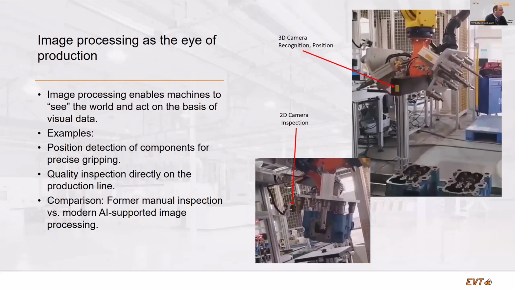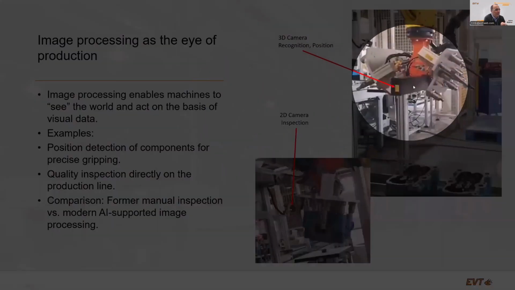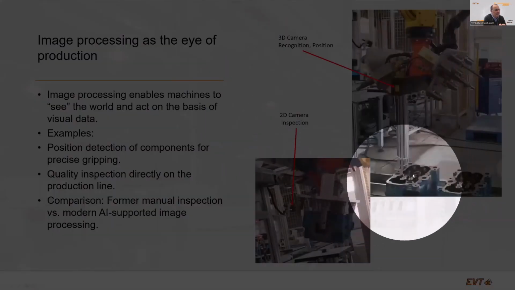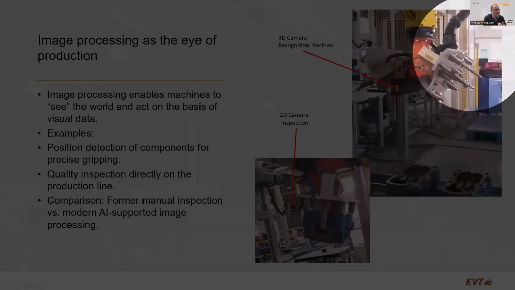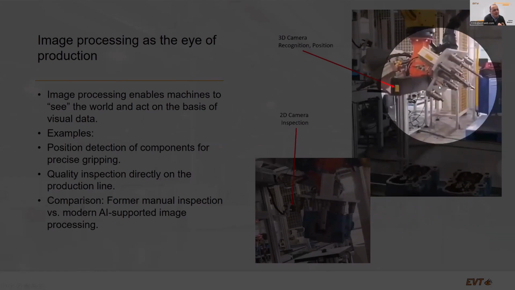So here, image processing as the eye of the production. Here we have a classical example, where AI and, let's say, classic machine vision work together. This here is a small robot vision task. The robot grabs some images here with a 3D camera and detects where the parts are. So this is a special gripper in this case.